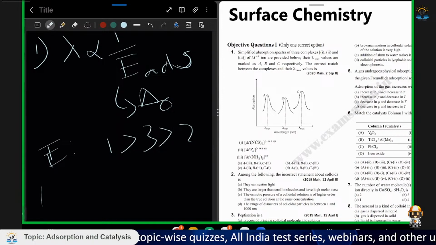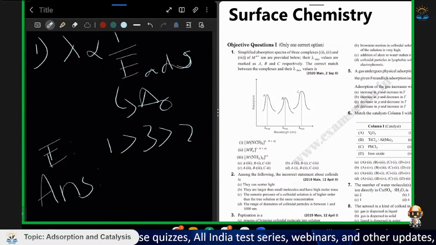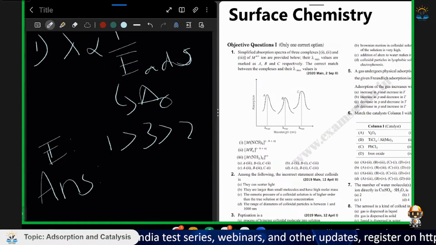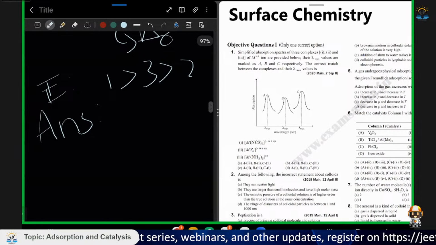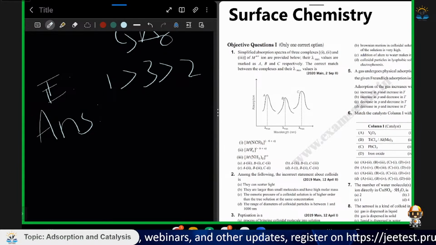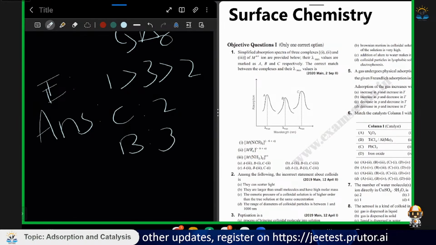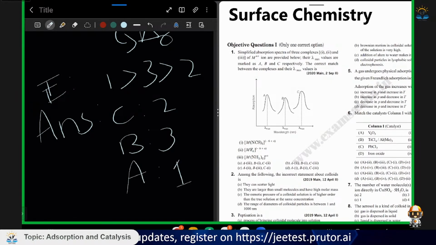So the answer is, basically 2 has less energy, so lambda should be high. C is 2, B is 3, A is 1.